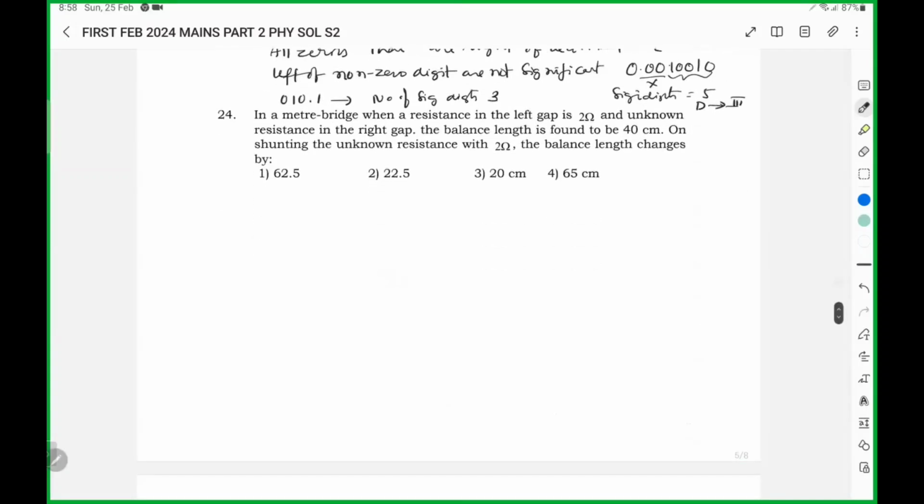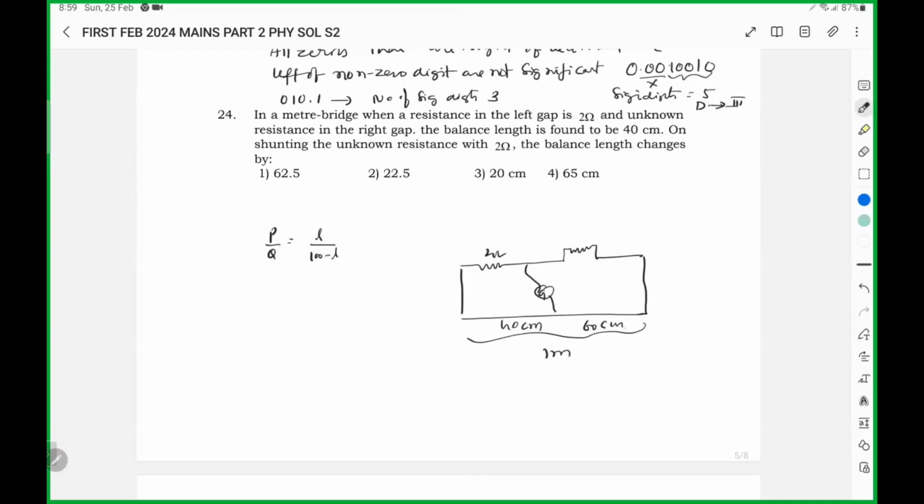In the meter bridge, when the resistance in the left gap is 2 ohms and unknown resistance in the right gap, the balance is found to be at 40 centimeters. So when Wheatstone bridge is balanced, P by Q is L by 100 minus L. It is a meter bridge, 1 meter length, where the other is 60 centimeters. It is P, it is Q. So unknown one is Q, it is 40 by 60. So here Q becomes 12 by 4, 3 ohms. So now we found the unknown resistance, we got it.